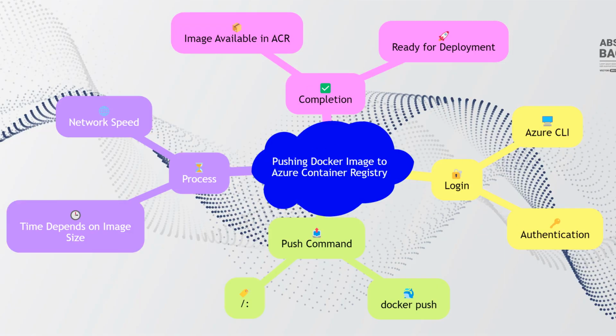Once logged in, you can push your Docker image to Azure Container Registry using the Docker CLI. The command docker push ACR-login-server/repository:tag uploads the tagged image to the specified repository in ACR. This process may take some time depending on the size of the image and network speed. After the push is complete, the image will be available in ACR for deployment.